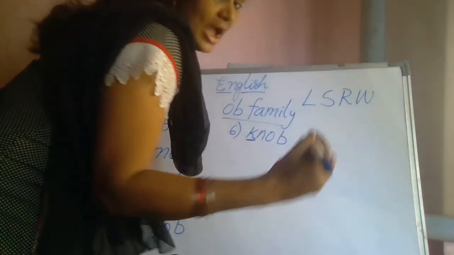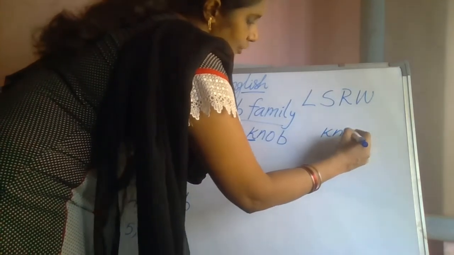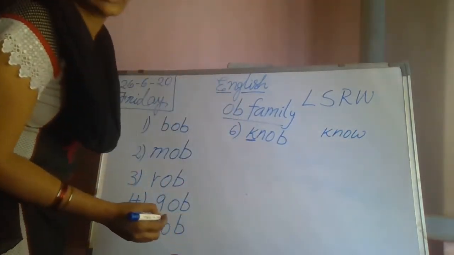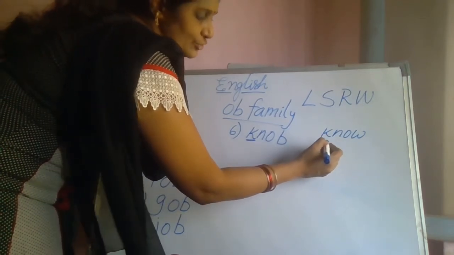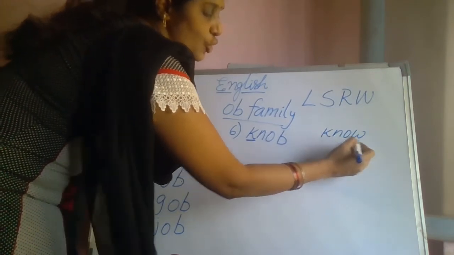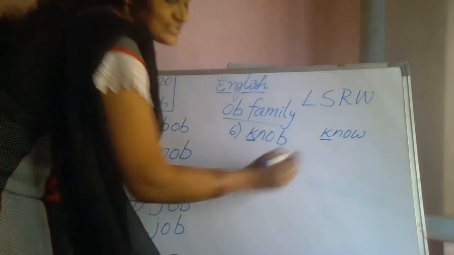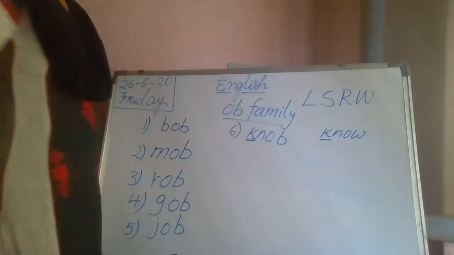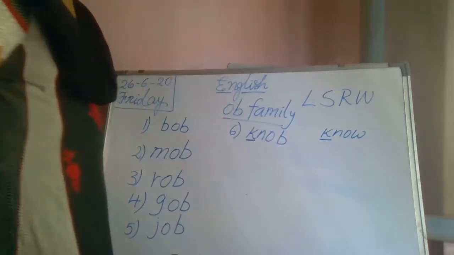For example, "I know you." What is "no", K-N-O-W? "I know you," we said. Here, in "I know", what is the pronunciation of K-N-O-W? No. We can say only "no". We should not say the K sound. K is a silent letter.